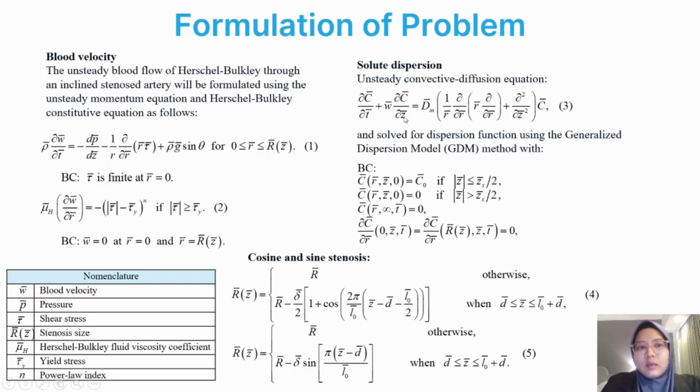In the formulation for the solute dispersion within the inclined stenosed artery, we use the unsteady convective diffusion equation as given in equation 3 here, and solve for the dispersion function using the generalized dispersion model GDM method with the boundary condition as shown here.